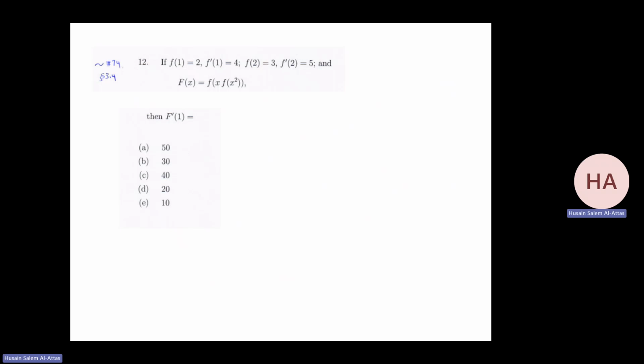Yeah. I need capital F prime. I need f prime at 1. So I need capital F prime. Be careful here. I have x times f of x squared. I need the derivative of this. I have product rule here. Derivative of the first one times f of x squared plus x times derivative of this, which is f prime at x squared times 2x.